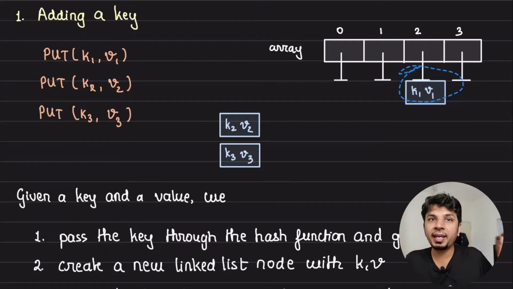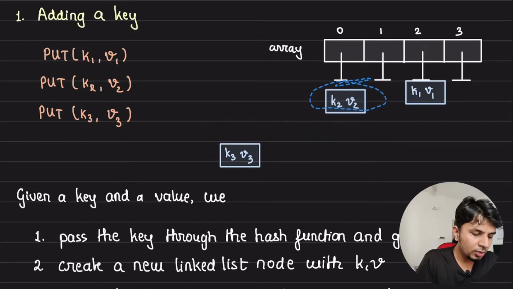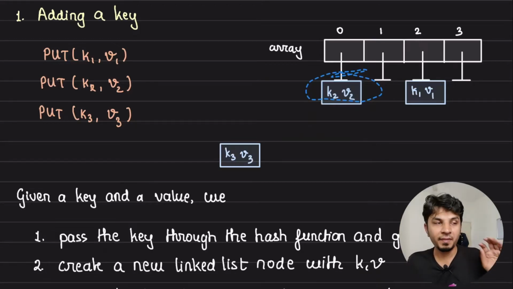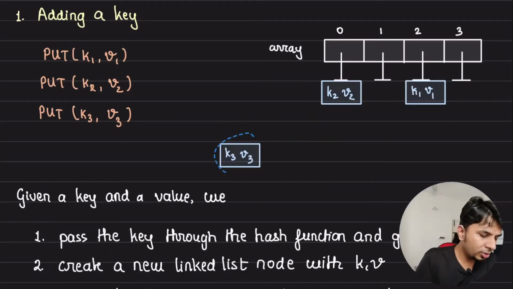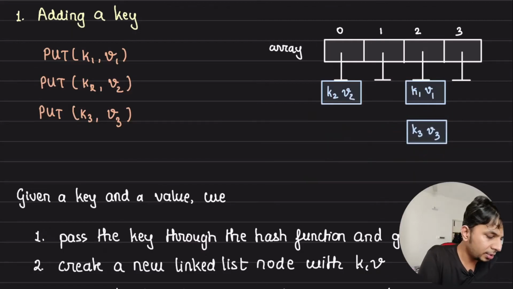Let's say then we got a put for K2, V2, which means insert key K2 with value V2. Let's say it got hashed to index 0. So it would go and sit at index 0 at the head of the linked list, right? And let's say we got a third put for K3, V3. It got hashed to index 2. It would come to index 2 and find that the head pointer is already set. So K3, V3 would go and sit at the tail of the linked list after K1, V1.